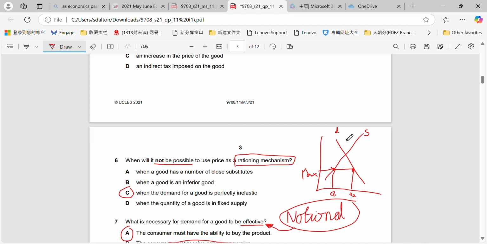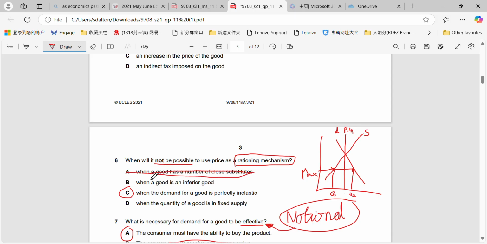Whereas if the demand here is perfectly inelastic, then the quantity is never going to change for the demand. So this would be a perfectly inelastic demand curve. And if the quantity never changes, then irrespective of the price that's charged, the same amount is going to be demanded by consumers. And therefore, it will not be possible to ration or to limit or restrict how much they can purchase of the particular product, because the quantity will never change.